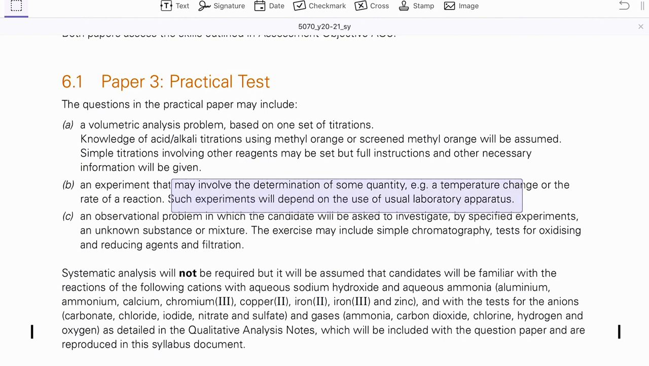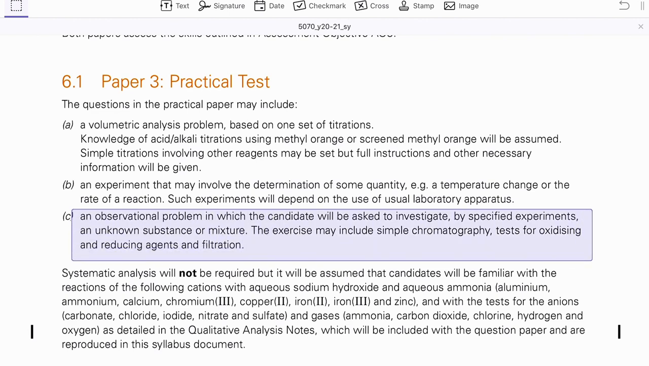They will depend on the use of usual laboratory apparatus. So you need to be accustomed, or at least your teacher should make you accustomed, to all those usual laboratory apparatus, all right? An observational problem. So this is to do with observations. This is to do with qualitative analysis.